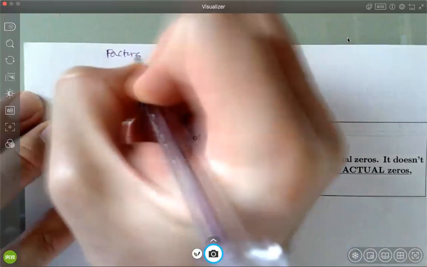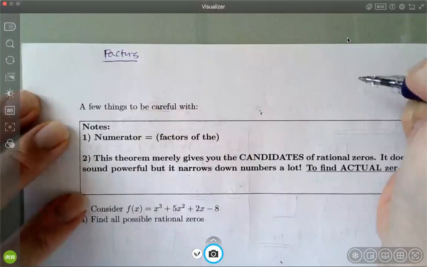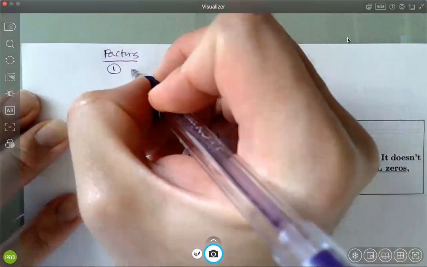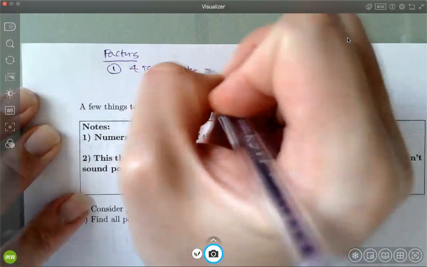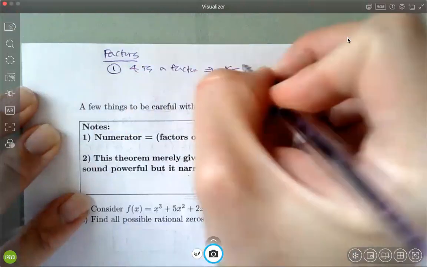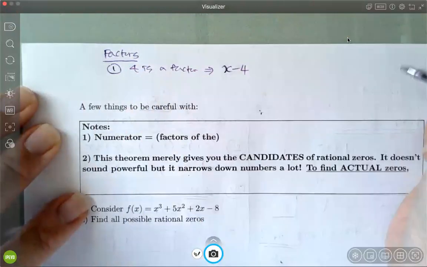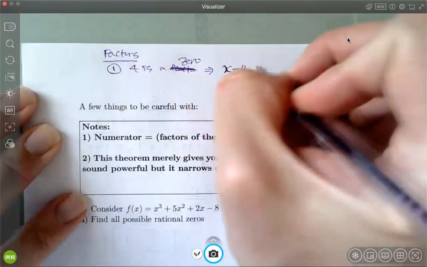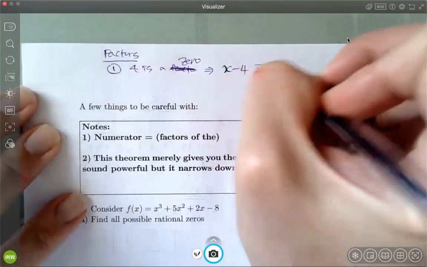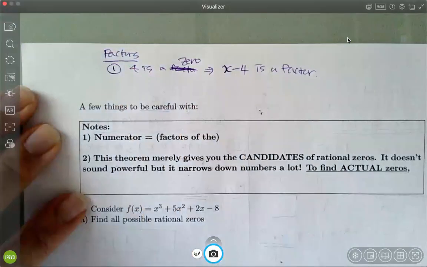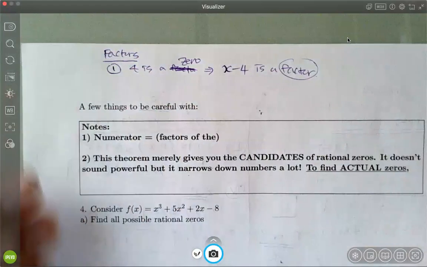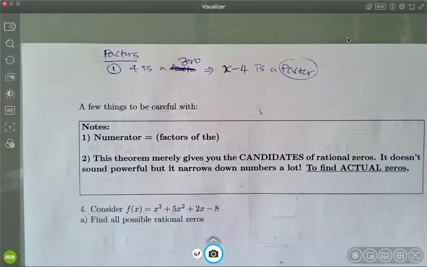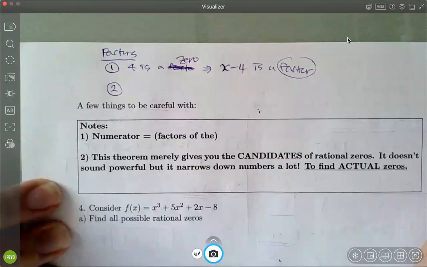So far, whenever we see the word factors, what did we say? For example, 4 is a zero, so that means x minus 4 is a factor, right? Here is one definition of a factor, which you probably didn't know in the past. But what have you learned in your past about factors?